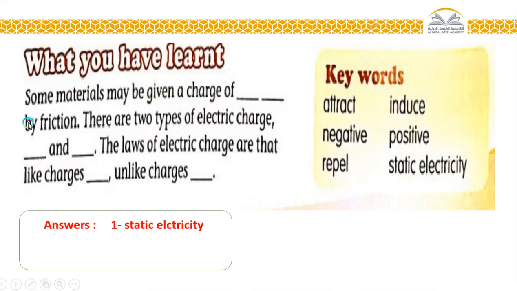Also, static electricity is caused by friction. There are two types of charge. Yes, perfect. It is positive charge and negative charge. The law of electric charge is that like charge, meaning two of the same kind of charge, plus plus or minus minus, will attract or repel? Yes, perfect. Plus plus or minus minus will repel, and unlike charge will attract.